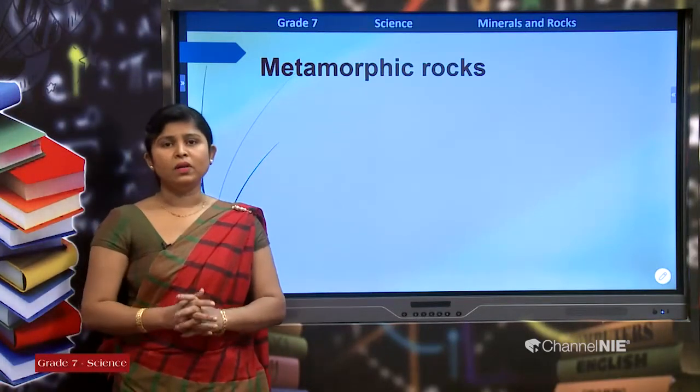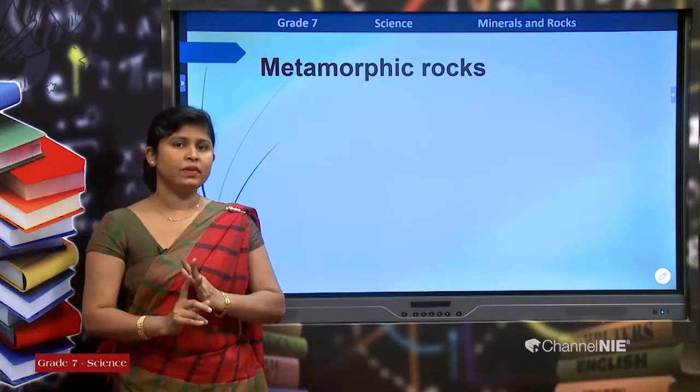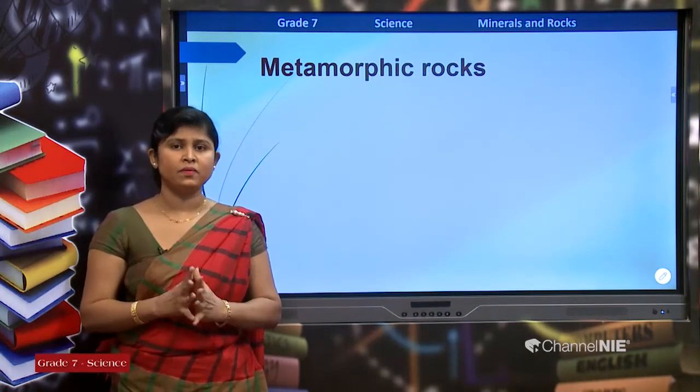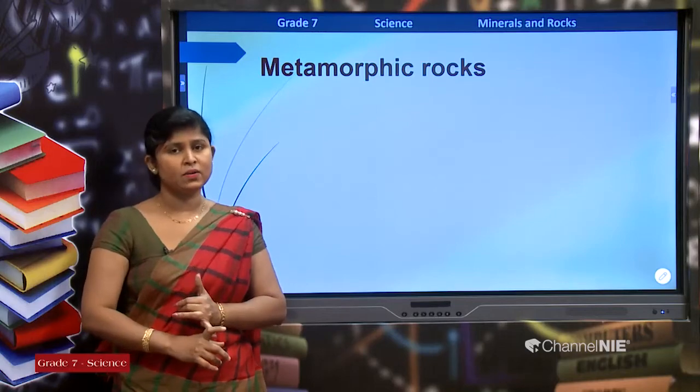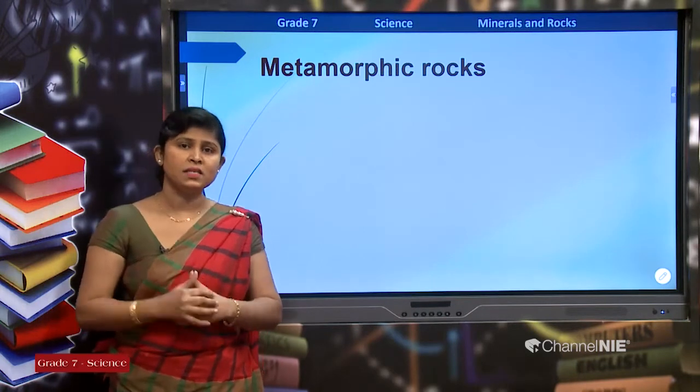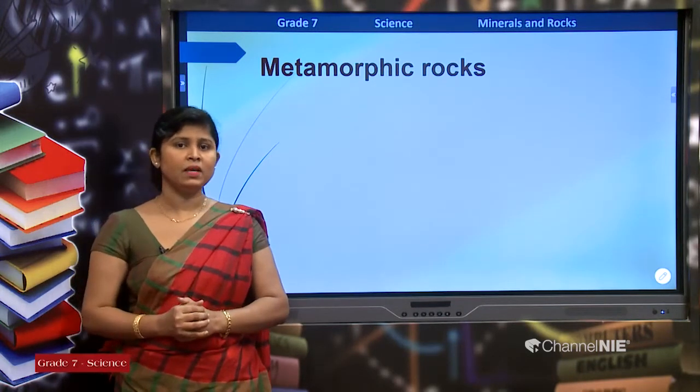Right. Now, we have already learnt about two types of rocks. The first type was igneous rocks and the second type was sedimentary rocks. And the last one is metamorphic rocks, right. Read it with me, metamorphic rocks, right. The word metamorphic has come from the word metamorphism, because these metamorphic rocks are formed as a result of metamorphism, right. We will see.